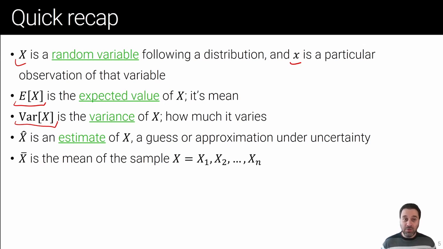And then when we want to estimate that value x given some data, some sample of data, if we want to guess or approximate under a certain uncertainty because we only have a sample, we don't have the full population, then we're going to use the hat on top of it. That's going to mean an estimation for x. And then whenever we see a bar over it, we know that it refers to the sample mean. So if we have, say, n random variables, x1 to xn, then if we compute the mean of those, that would be the sample mean. So that would be x bar.